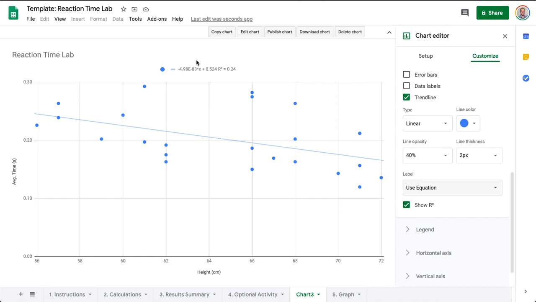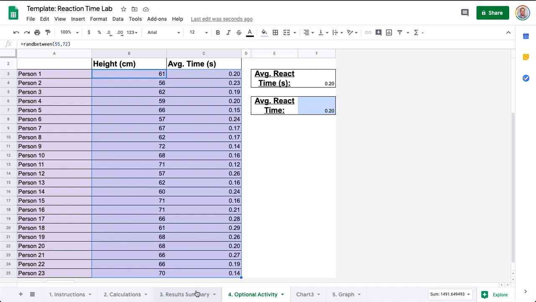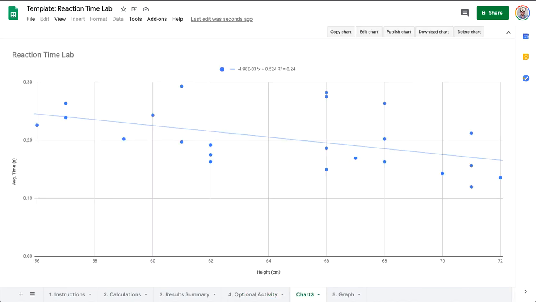So that's how you can do a graph of the data that you collected in your ReactionTimeLab, all using Google Sheets. So once you're done, you're ready to have your students share. Hope you enjoyed.